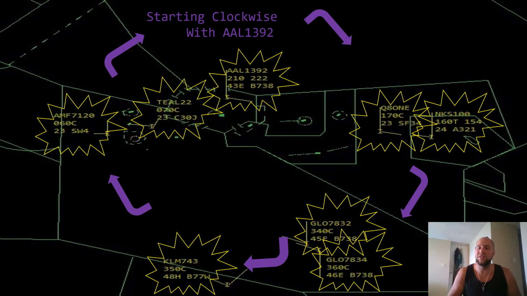American 1392's restriction, the merging target procedure climbing, do something with the goals, do something with the KLM, and solve your sequence at Aguadilla. So how can we do this? Well, that's what we will discuss on the next slide. We will introduce some tools and some instructions, some techniques to help you get your job done.